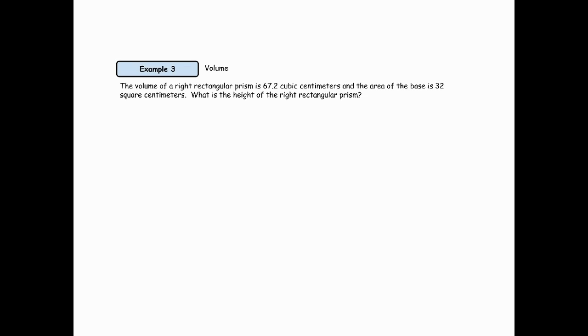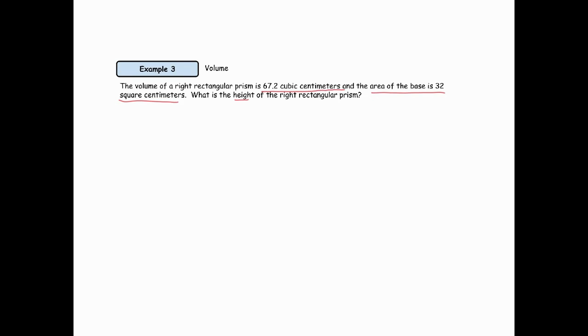Example number 3 has us working with volume. The problem says the volume of a right rectangular prism is 67 and 2/10 cubic centimeters, and the area of the base is 32 square centimeters. What is the height of the right rectangular prism?